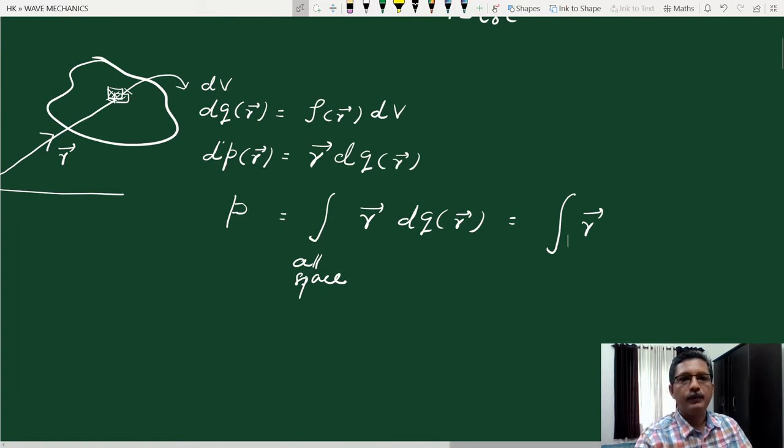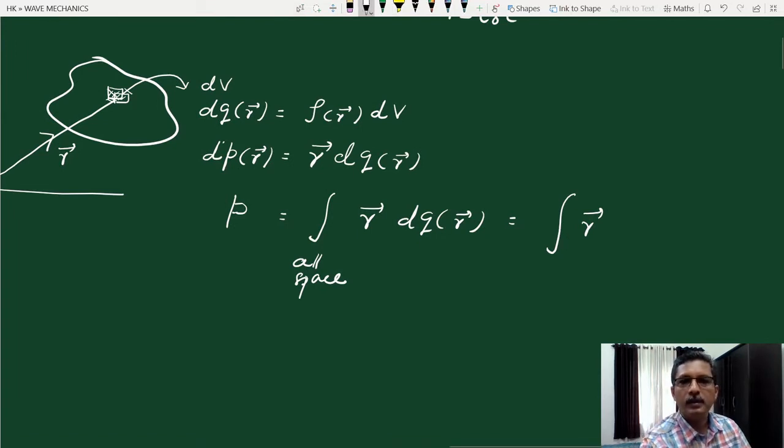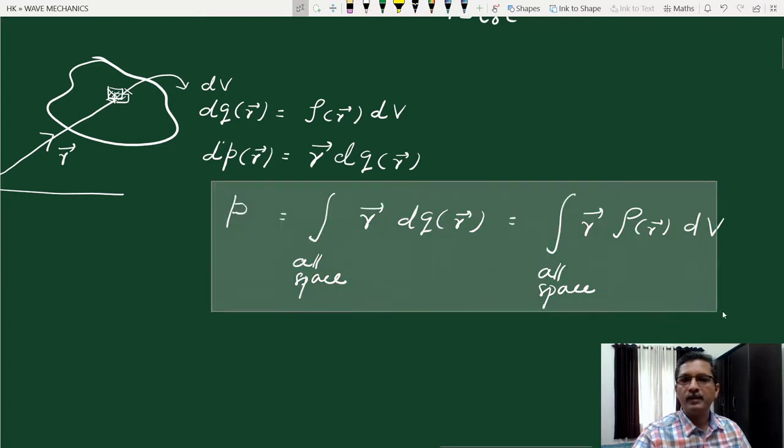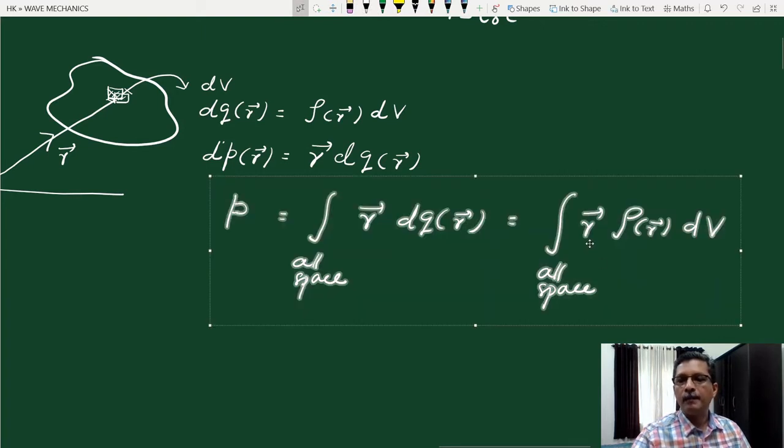Okay, if you substitute for dq, dq at r, what is that? It is the charge density at the position vector r, times the volume element dτ. So this is the dipole moment due to a continuous charge distribution: an integral over all space of the position vector r times the charge density times the volume element. It is a volume integral of position vector into charge density. This is how we define the dipole moment of a continuous charge distribution.